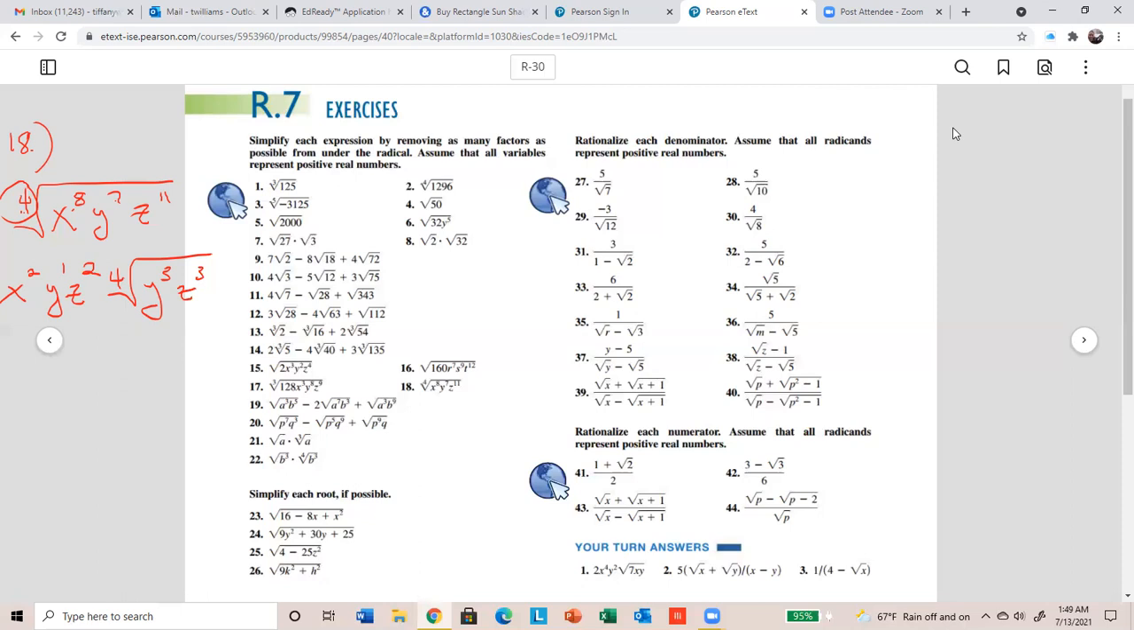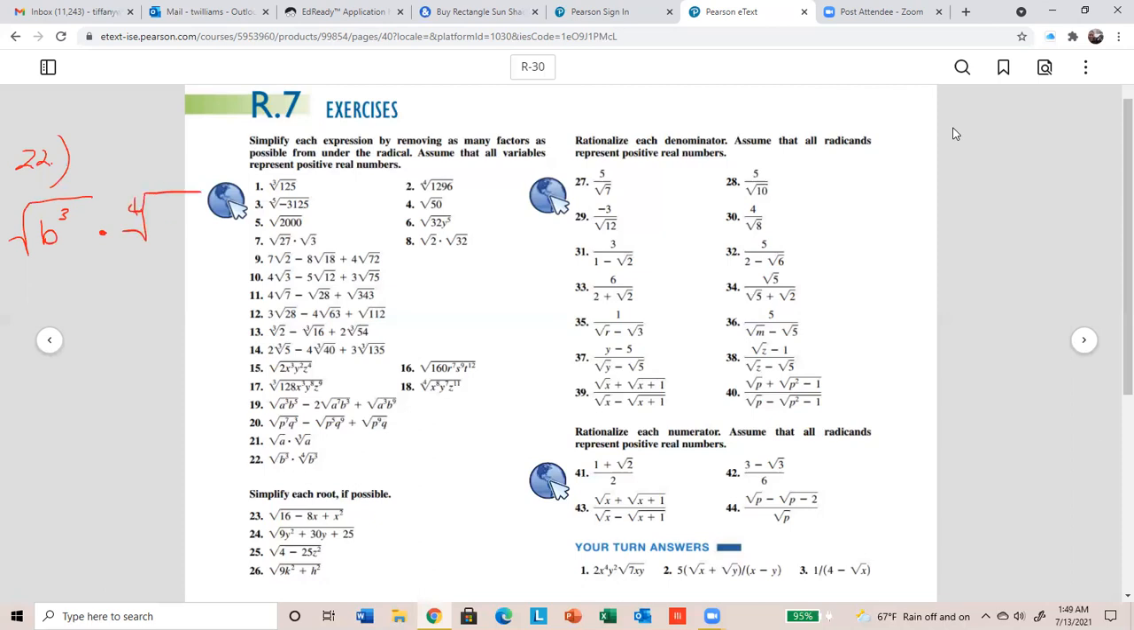All right, let's look at, oh man, let's do 22. 22 looks cool. Number 22. They give me the square root of b cubed times the fourth root of b cubed.